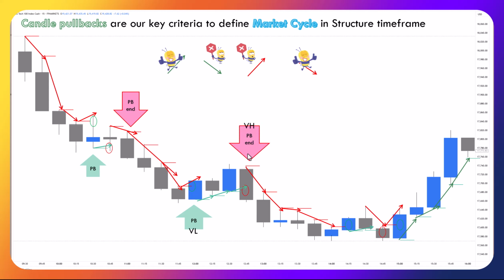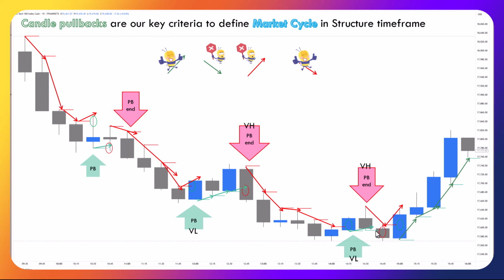Here we have the end of the pullback in this area, and because the close of the candle broke the previous candle low, it is a valid high. Now again pullback, the same scenario, because we have a break at the shadow using this candle close. So here again valid high, pullback end. So why valid high? Because the close of the candle broke the low.